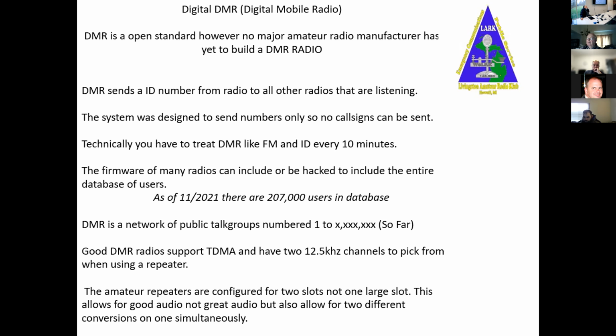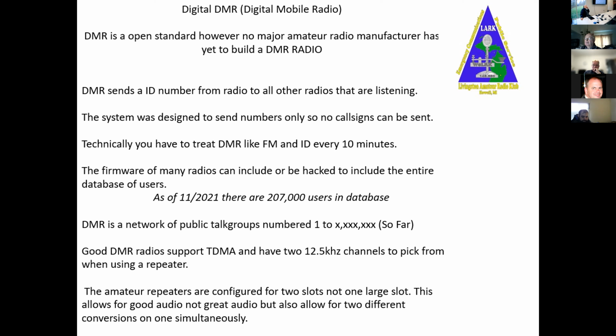Because TDMA is there's a clock, a GPS-driven clock in every DMR radio, and it allows you to talk on the odd millisecond and him to talk on the even millisecond. And when you put it all back together, it sounds like 2 different full conversations. Each conversation is using 12.5 kilohertz.